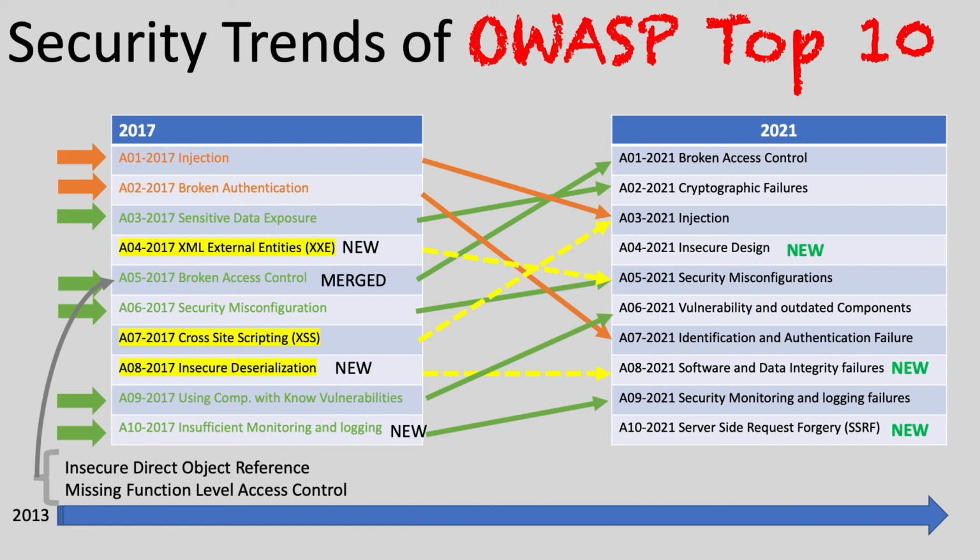So if we look at the trends, a snapshot from 2013 to 2021, we see consistency: the injections, the broken authentication, the misconfigurations, looking at vulnerabilities. They're always there, always moving across. They're not disappearing. They're still critical security risks to web applications. But at the same time, we're now looking at aspects of design, at software and data integrity, and at the server side more with request forgery. So that's really the trend here from 2013 all the way down to today.